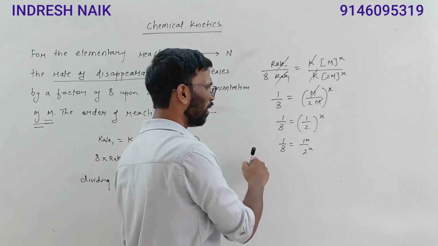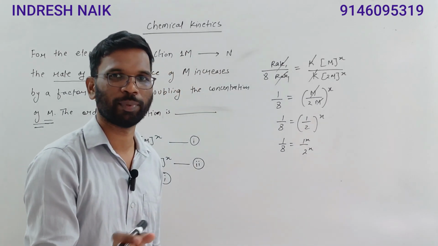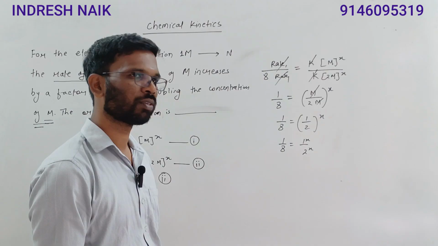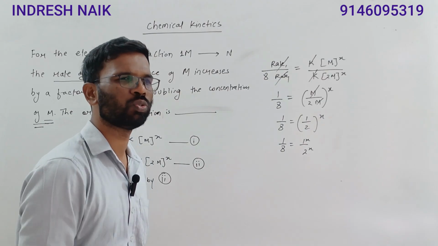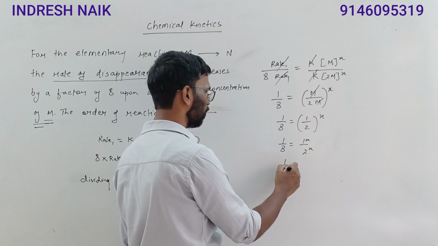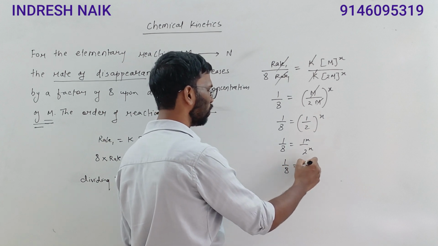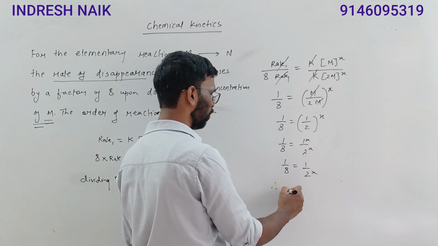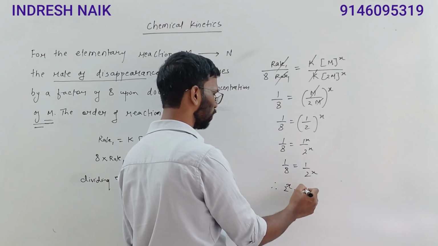is what? 1. Sorry, not anything raised to X. I mean, 1 raised to any power is what? 1 only. 1 raised to 2, 1 raised to 5. So this is what? 1 by 8 is equal to 1 by 2 raised to X. Therefore, 2 raised to X is equal to what? 8.